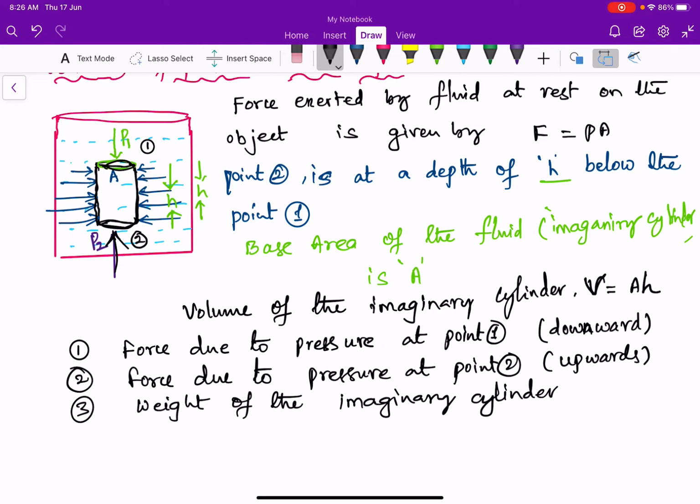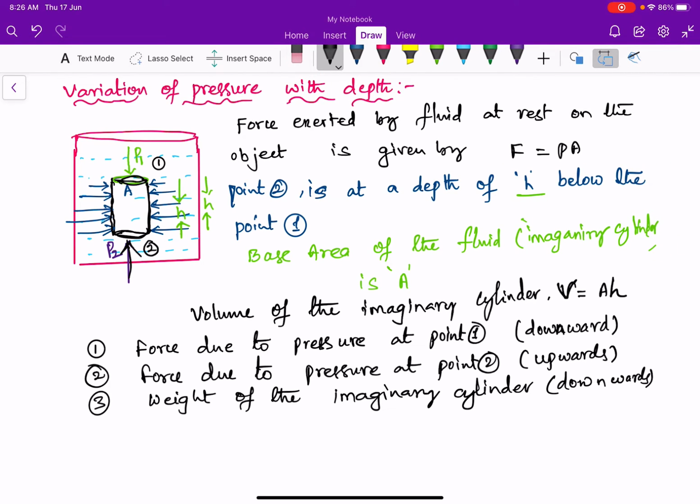This force is pointing downwards. And the fluid is at rest. We know that the fluid is at rest. So as the fluid is not flowing, as fluid is at rest, the sum of forces must be equal to 0. That means sigma Fx equals 0 and sigma Fy equals 0.